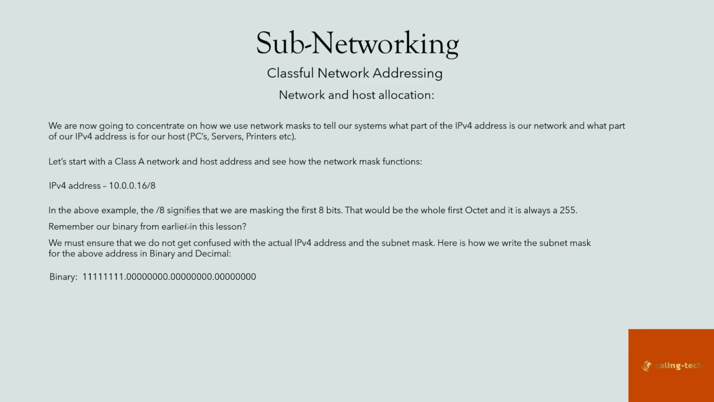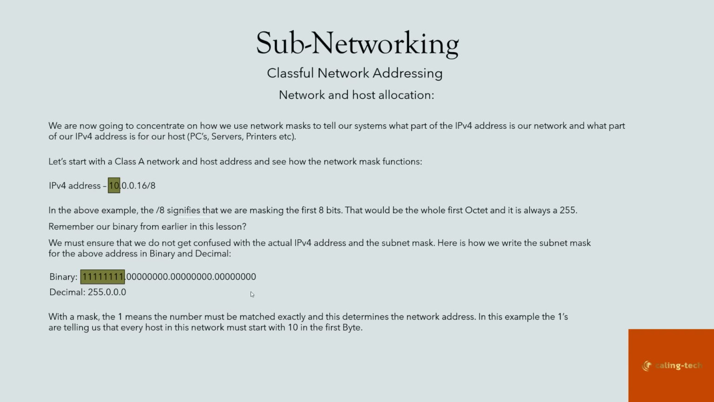And that's why we say this /8 or the first 8 bits, and why in decimal it would be written as 255.0.0.0 as the subnet mask. With a mask, the 1 means the number must be matched exactly, and this determines the network address. So in the example we're using here, the 1s are telling us that every host in this network must start with 10 in the first byte. So our network here is 10. Our hosts can be anything from 10.0.0.1 all the way through to 10.255.255.254. 255 I will explain later.